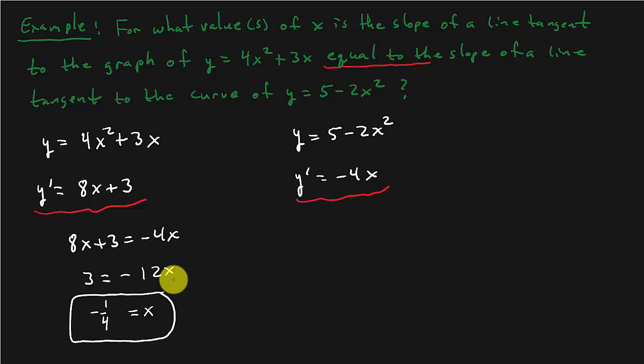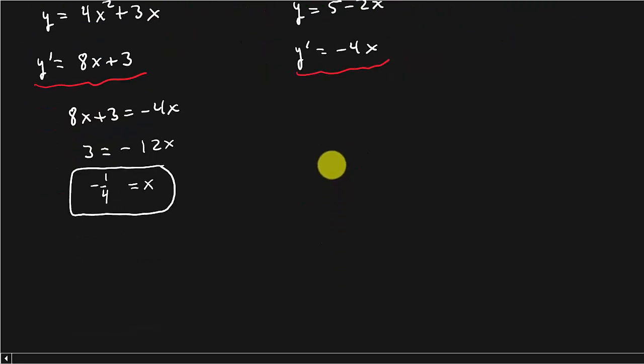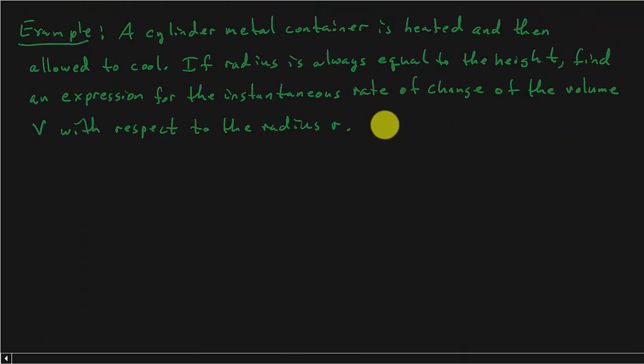And you can verify it. Plug the negative 1/4 in there. Negative 4 times negative 1/4 is 1. And 8 times negative 1/4 is negative 2. Negative 2 plus 3 is 1. All right, and I believe this is the last problem.